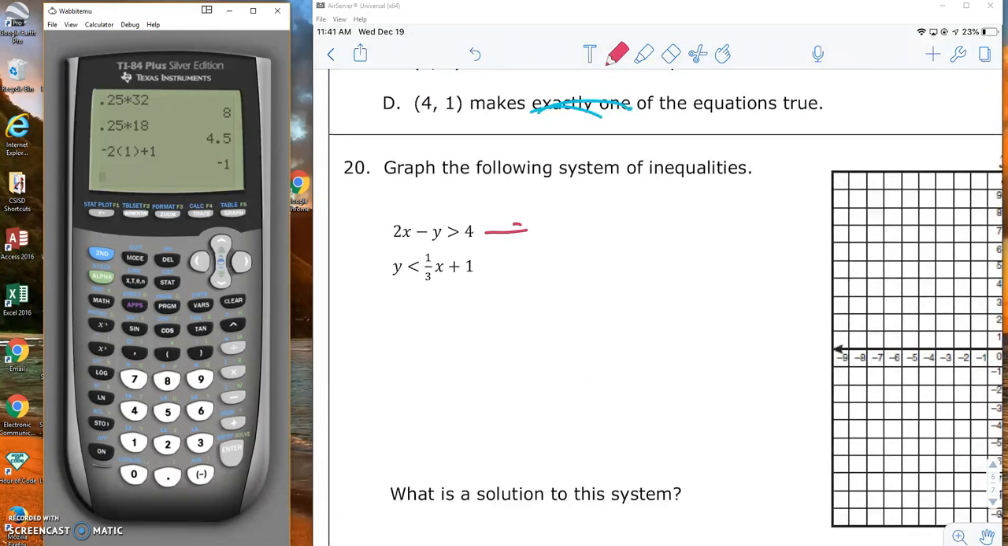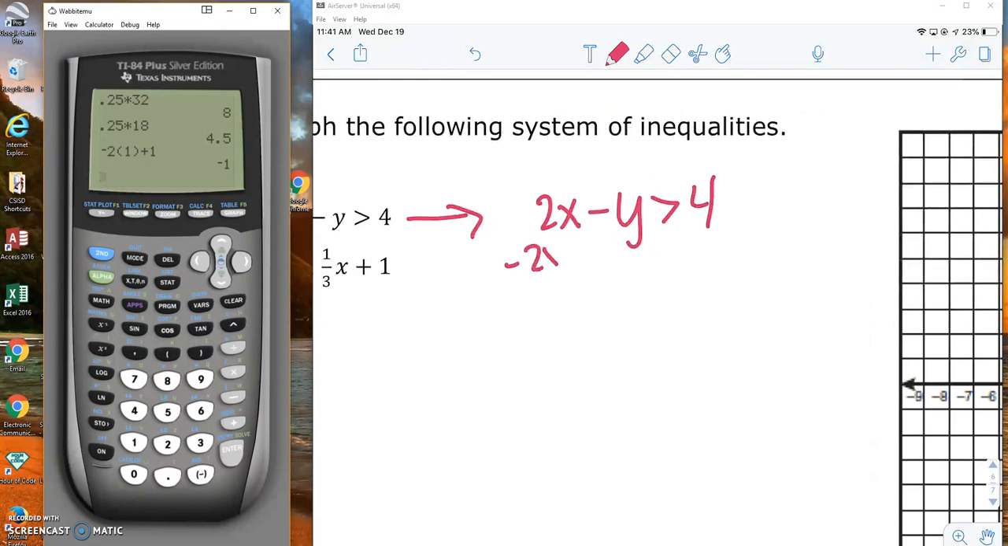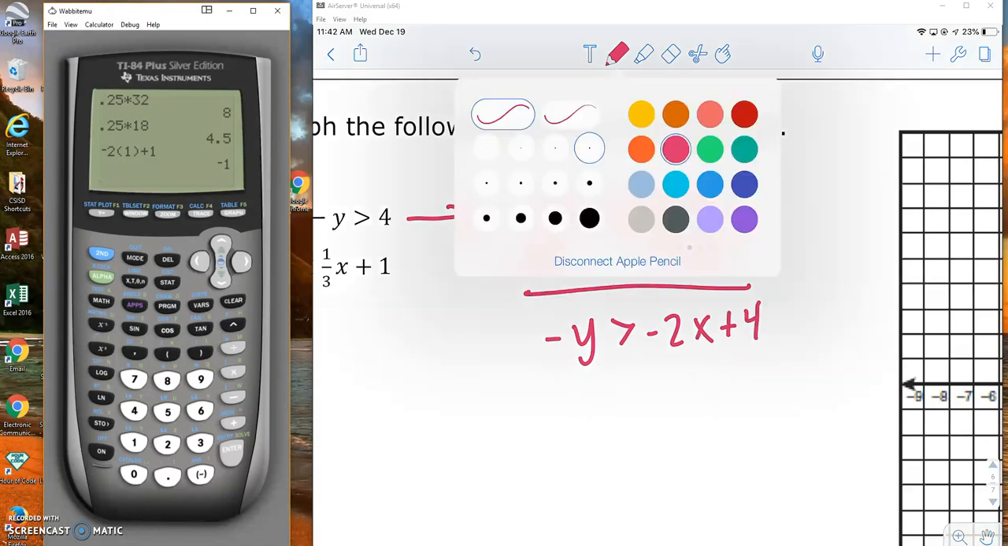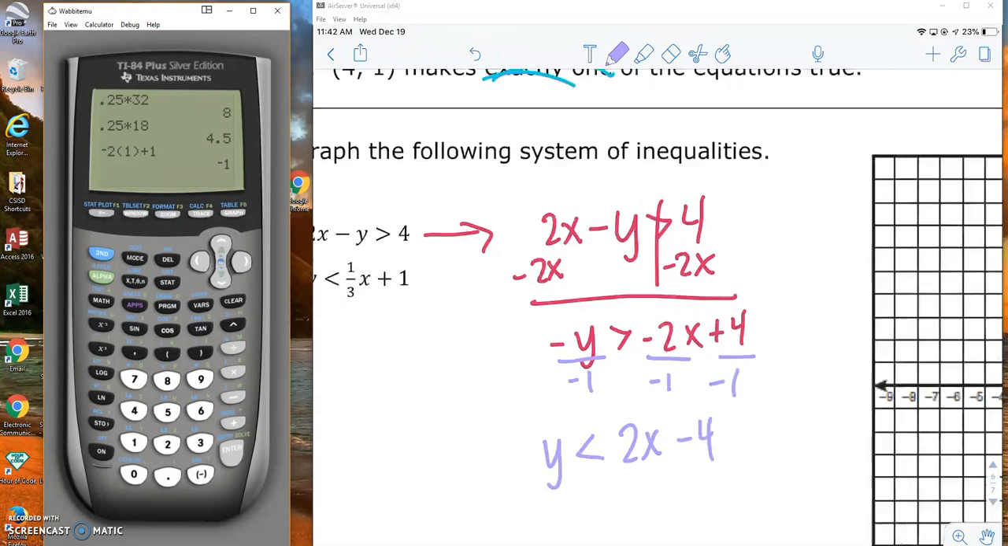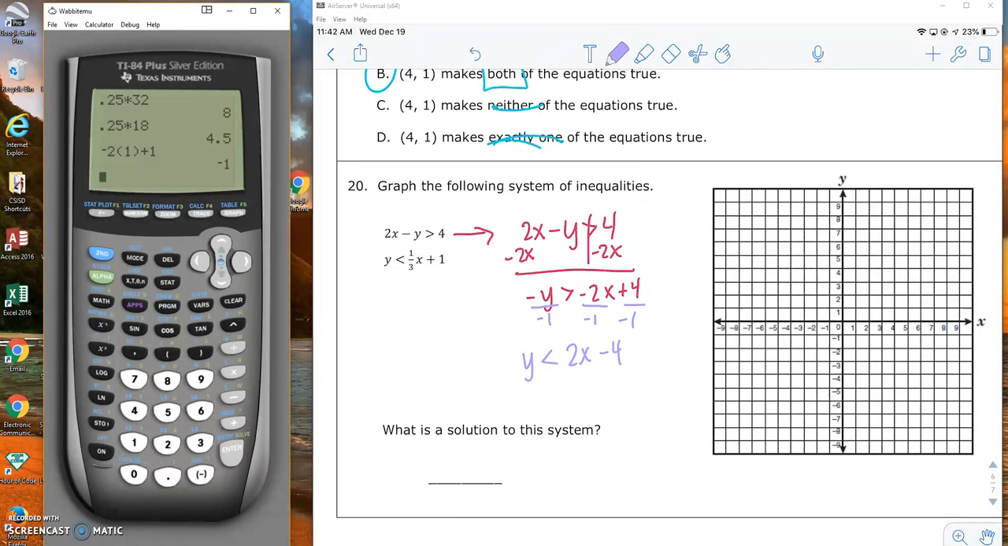Problem 20 is the last one. So they want me to graph the system of inequalities. In order to graph, I have to solve the top one for y. So I'm going to move 2x to the other side. I move by doing the opposite sign. And then divide by negative 1. Because I've divided by a negative, I have to flip my inequality sign. So I start down at negative 4, go up 2, right 1, up 2, right 1. This line is dashed because there's no line under the inequality.